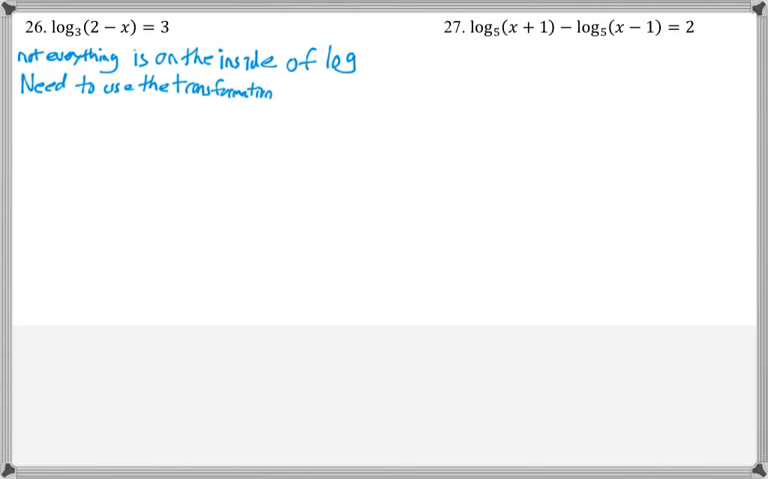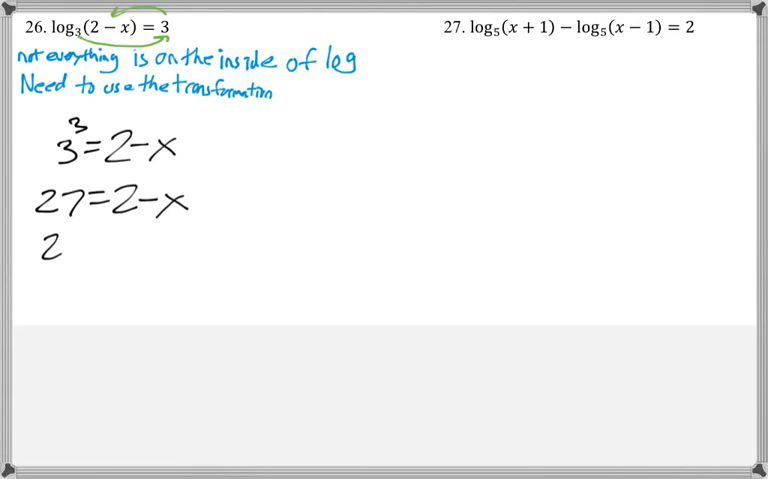So I need to transform this into its equivalent exponential. This becomes 3 raised to the 3 is equal to 2 minus x. And then from here we can solve. So 3 cubed is 27. And then subtract 2 from both sides. And then divide both sides by -1. And x is equal to -25.